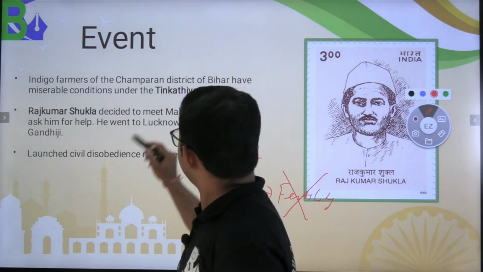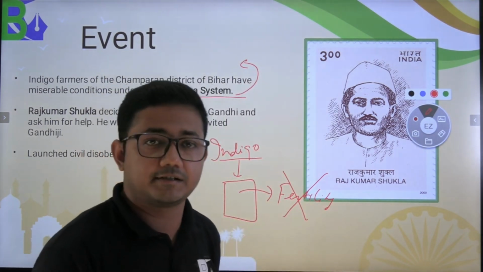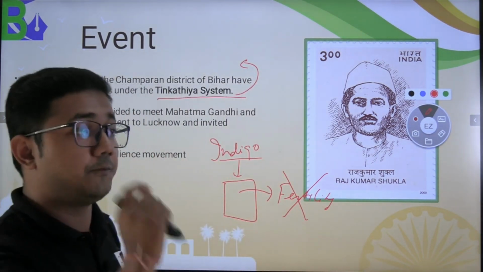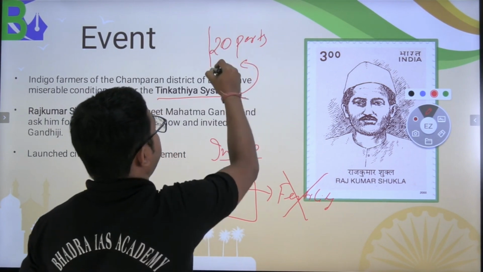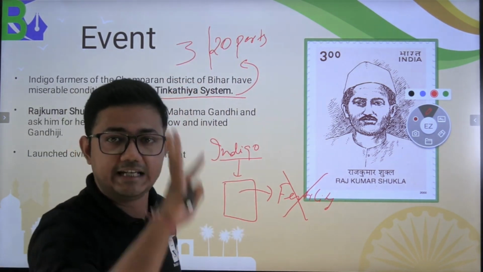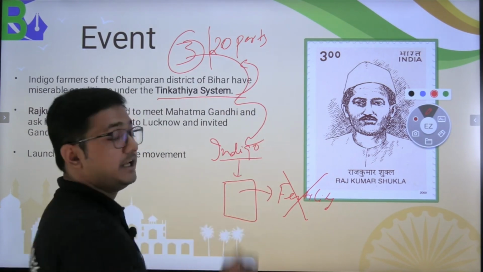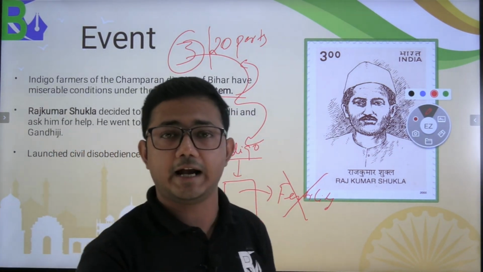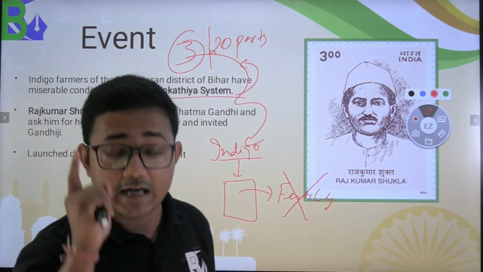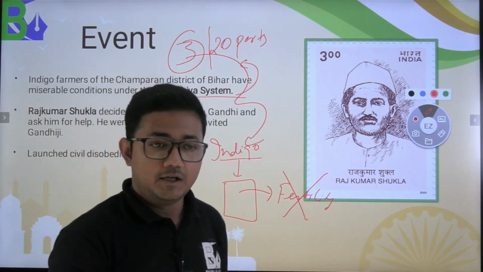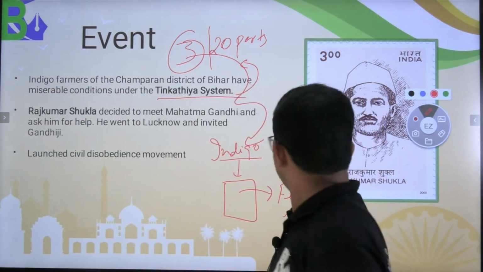Now, the thing is that this Tin Kathia system of the Britishers compelled the Indian agriculturists, the farmers of Bihar, the farmers of Champaran, that out of the 20 parts of their land, 3 parts, 3 means tin, 3 parts to be what? Your indigo. Out of the 20 parts of the land, 3 parts needed to be cultivated with indigo continuously, and it was compelled. It was mandatory indigo cultivation. So it was against indigo cultivation that the Champaran Satyagraha took place.